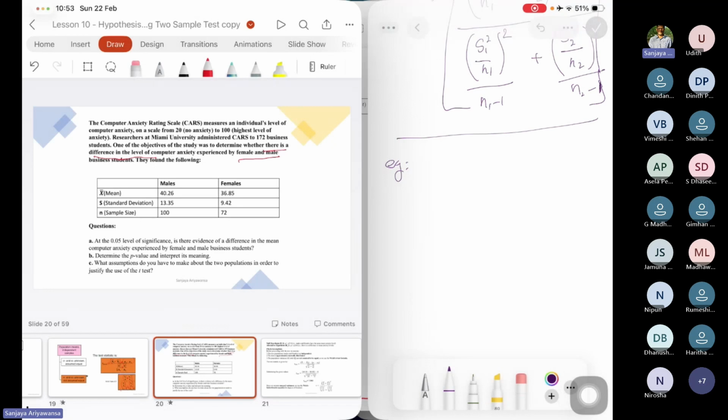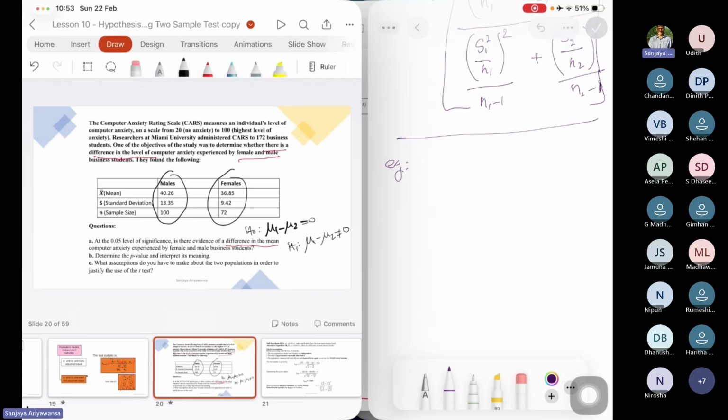So these are the kind of questions you will get, similar questions at an exam. At the 0.05 level of significance, is there evidence of a difference in the mean? So we are asked whether there's a difference in the mean. Quickly note that down. They're asking whether this is equal with H naught or whether this is not equal. So it's a two sample test because you see two samples. Computer anxiety experienced by female and male business students.